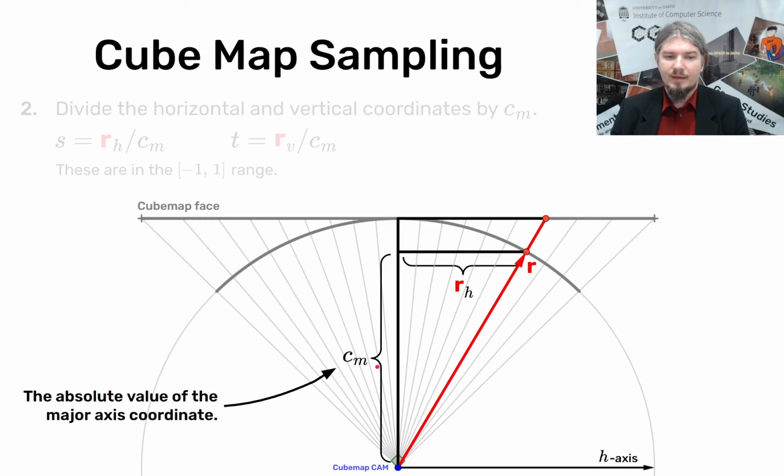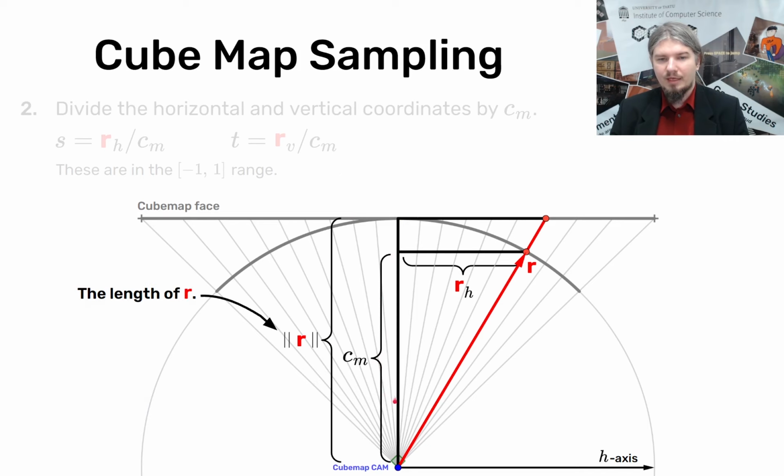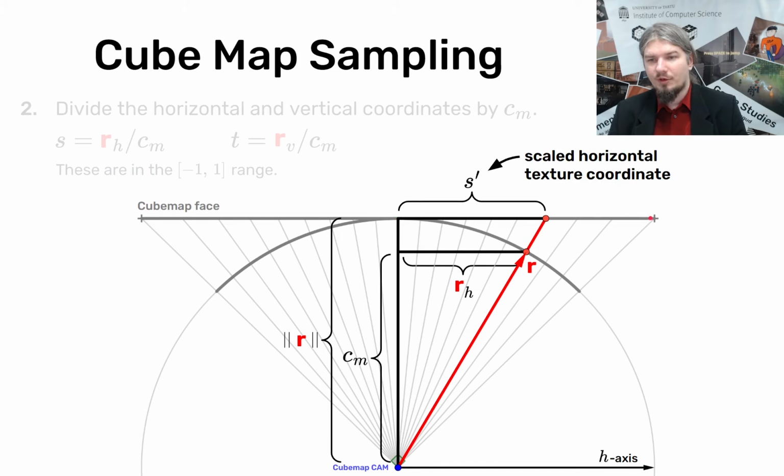Next, this leg is the absolute value of the major axis coordinate, this cm that we calculated and that we're dividing with. And well, this big leg over here, this is just the length of r, because our triangle lies on this circle. Now we might not be sure of what length this actually is, so let's call this leg the scaled horizontal texture coordinate, S'.